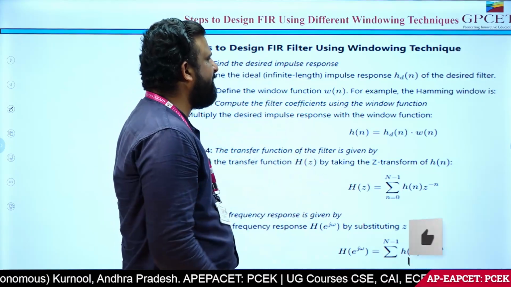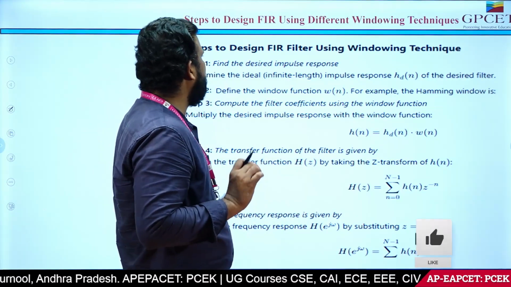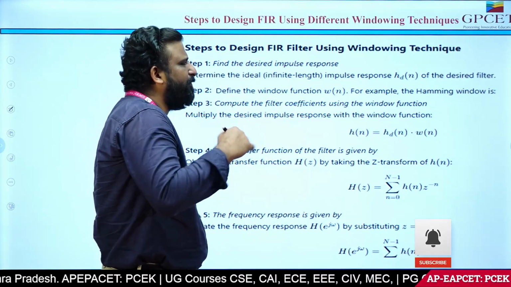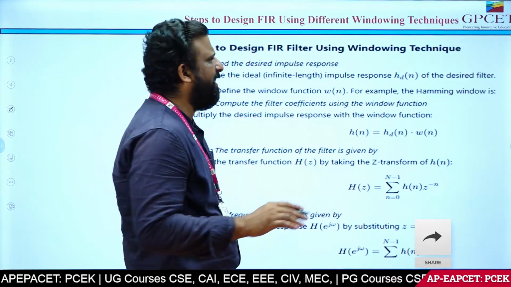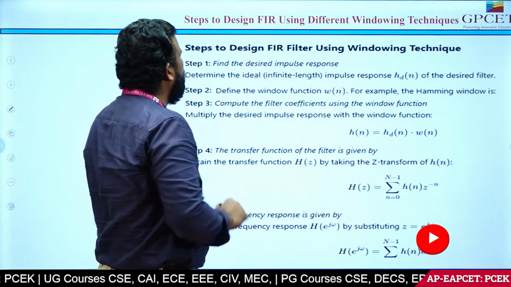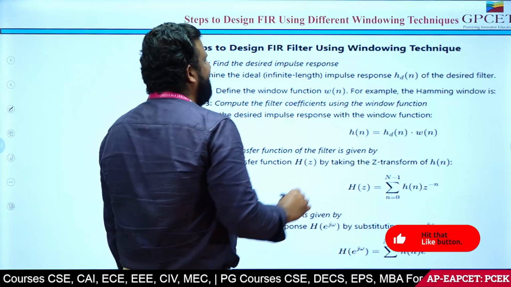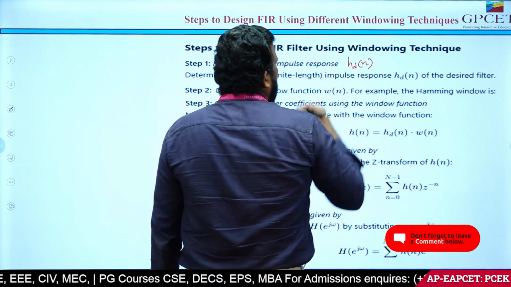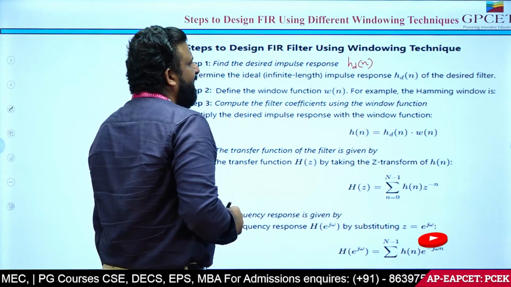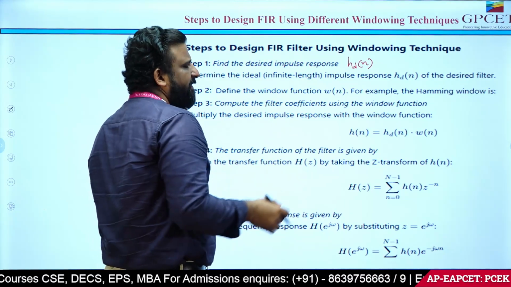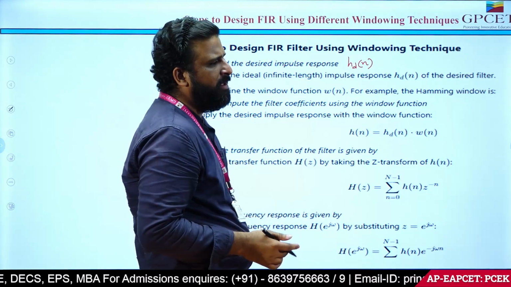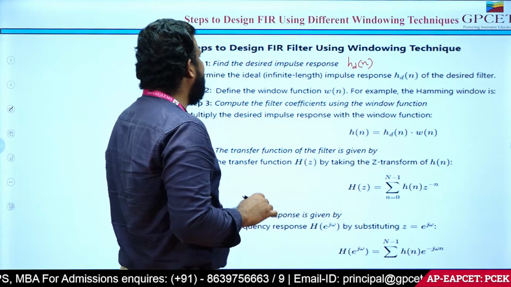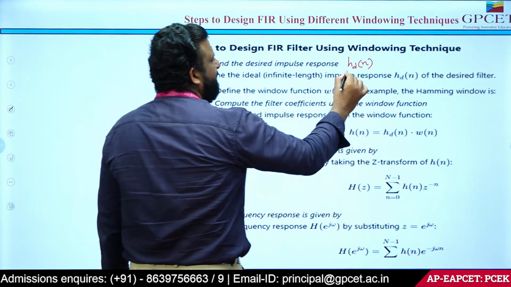The process will be the same. In one scenario, the changes will occur by using different types of window. Let me see. First, what we are going to do, we will find the desired impulse response hd of n. In the first step, we are going to design the desired impulse response, using the specifications given in the problem.